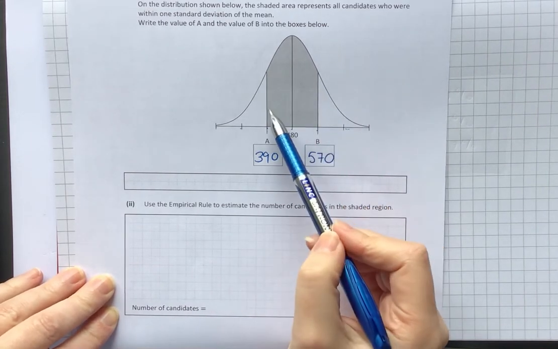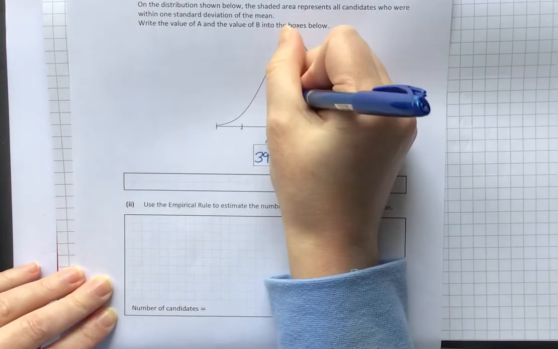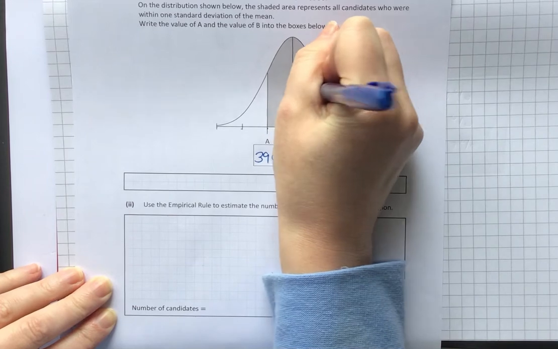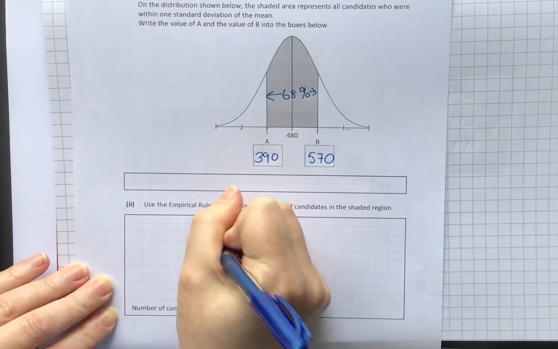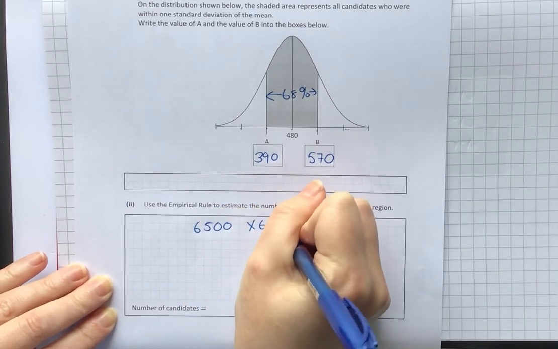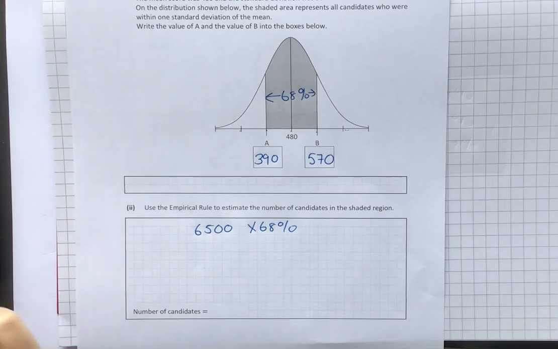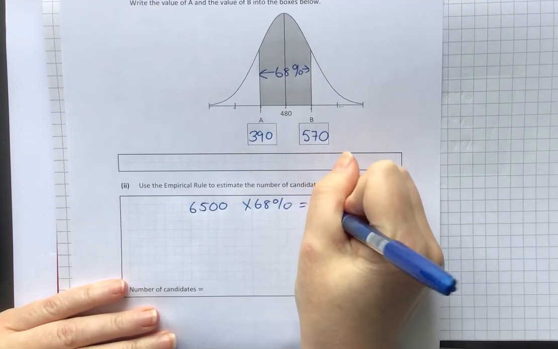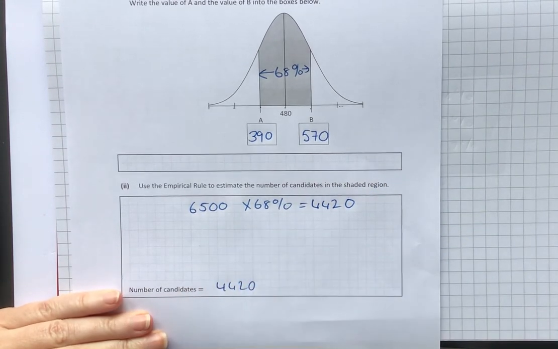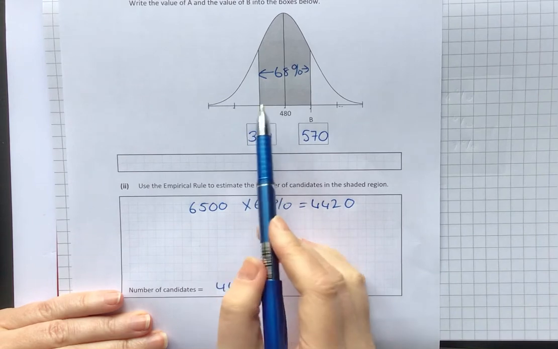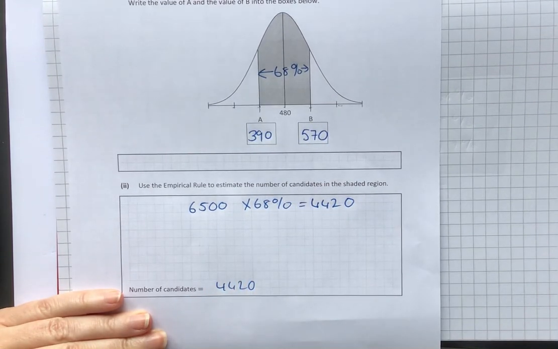Because you've recognized that that's the empirical rule, we know that 68% of people, we would expect 68% of people to score within that range. So you will say 6,500 multiplied by 68%. You'll put that into your calculator, and your answer turns out to be equal to 4,420. So you would expect that 4,420 candidates would score between 390 and 570 in their exam.